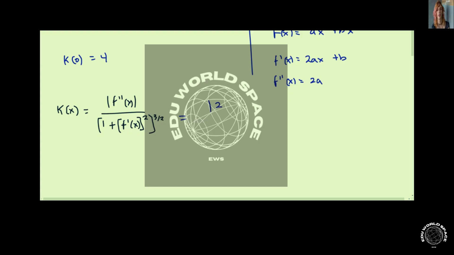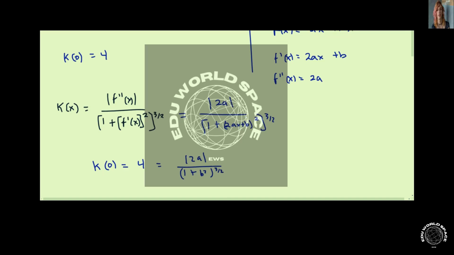Now, this would be the absolute value of 2a, which is technically also the magnitude. But then over 1 plus, then we have 2ax plus b squared raised to the 3/2 power. Now, let's go ahead and plug in 0 into kappa, and that should be equal to 4. So this is going to be the absolute value of 2a over 1 plus, now this 2ax is just going to go away, and we'd be left with b, so it would be b squared, plus 1, raised to the 3/2 power.